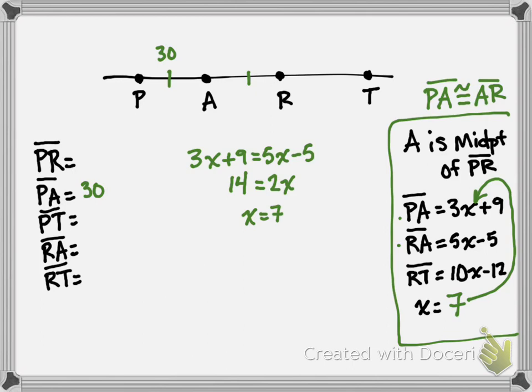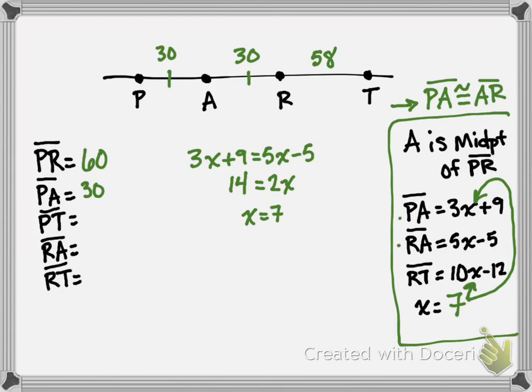So if PA over here, remember, is congruent to AR, then this is also 30. And that means PR is 30 plus 30, or 60. All right, RT, we maybe want to find that one next. We're going to plug in 7 for the x right there. So 10 times 7 is 70, minus 12 is 58.